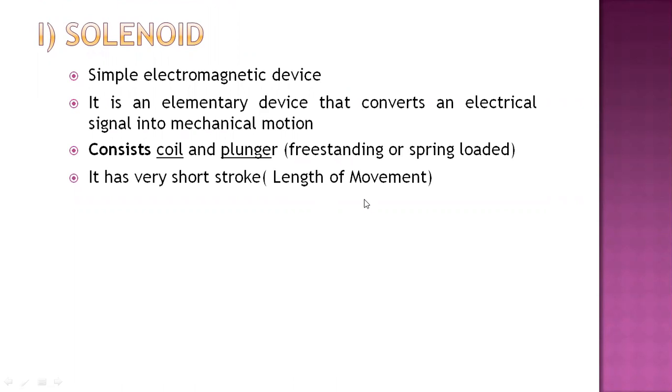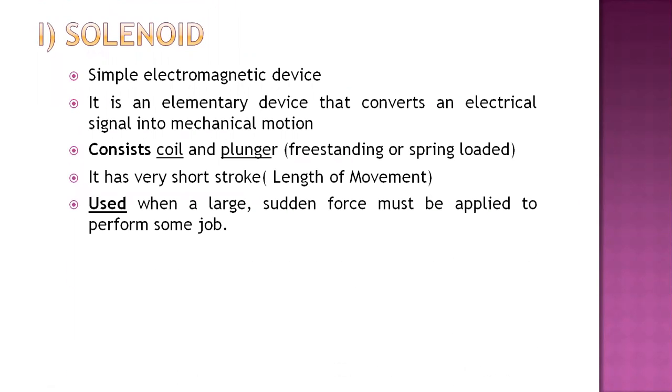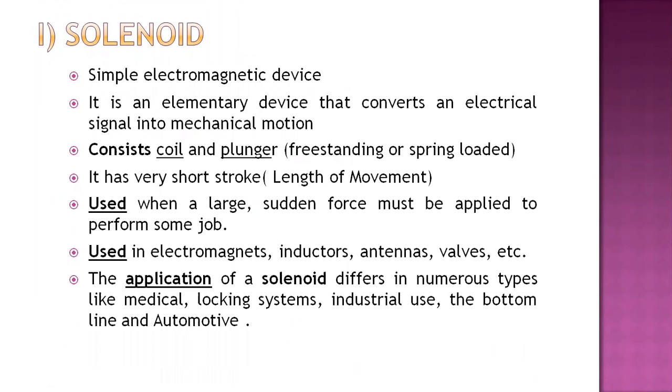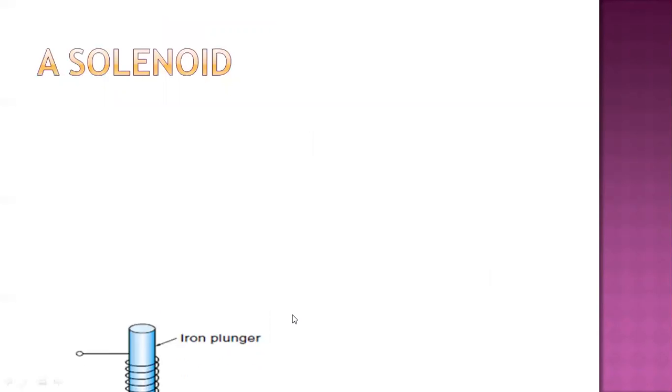The coil which is used will have some voltage or current rating and may be DC or AC. It is used when a large sudden force must be applied to perform some job. Also, it is used in electromagnets, inductors, antennas, valves, etc. The applications of solenoids differ across numerous types like medical, locking systems, industrial use, and automotive also.